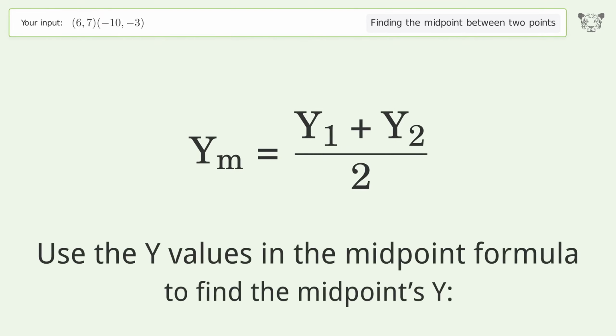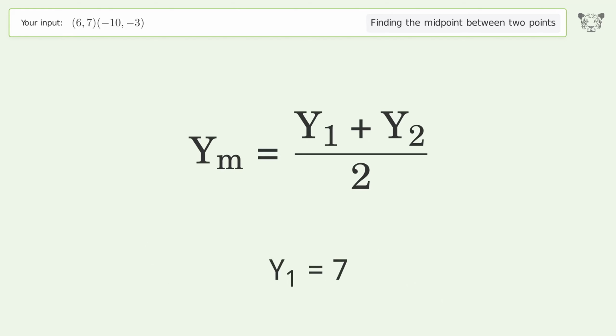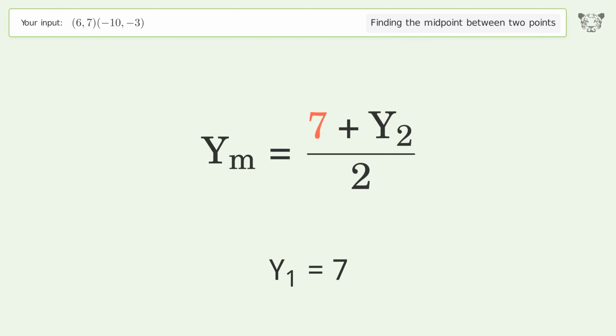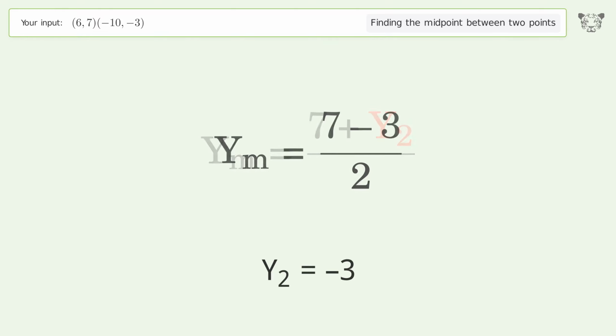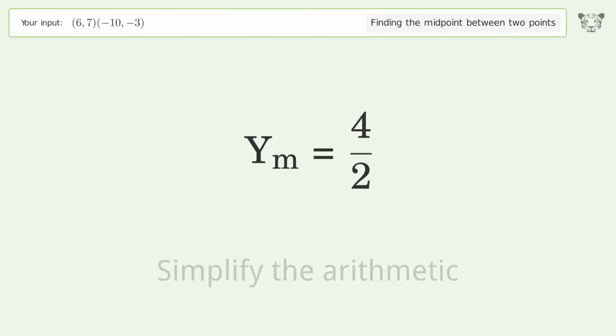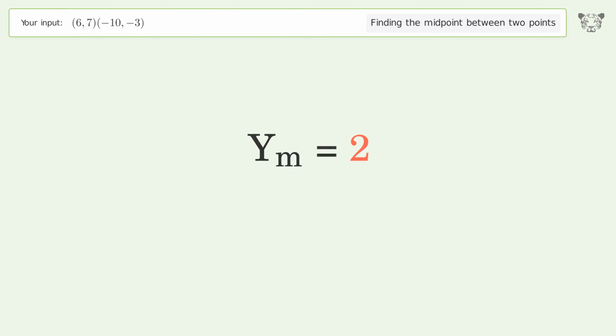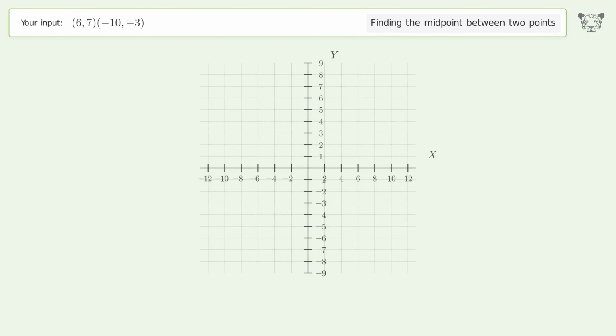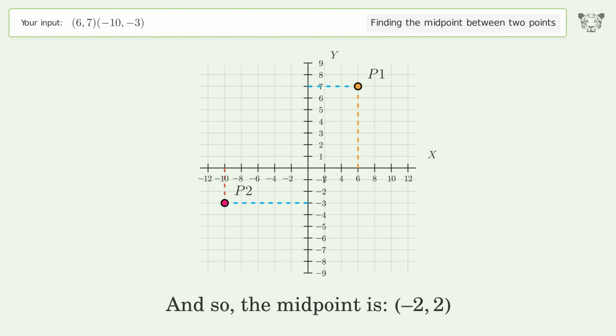Use the y values in the midpoint formula to find the midpoint's y. y1 equals 7. y2 equals -3. Simplify the arithmetic. And so, the midpoint is -2, 2.